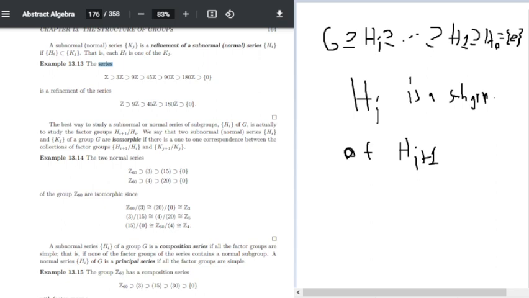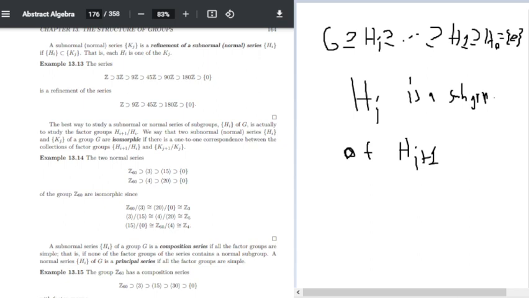So first of all, assume we have Z as a superset of 9Z, superset of 45Z, superset of 180Z, superset of 0. Then we have a refinement: Z, superset of 3Z, superset of 9Z, superset of 45Z, superset of 90Z, superset of 180Z. Notice that when we refine, we still have Z, 9Z, 45Z, 180Z, and 0, all in the series. It's just we've added more terms.